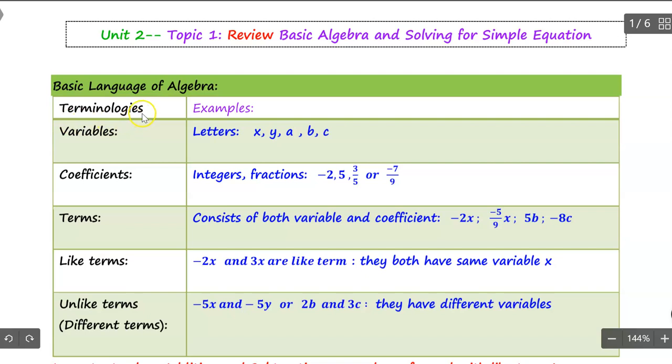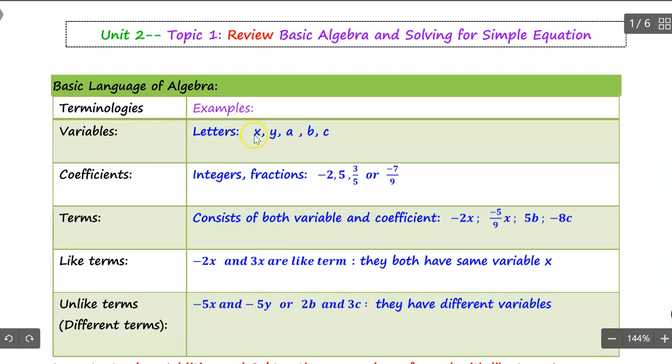The terminologies that we are going to use throughout the entire unit and throughout the course are variables, coefficients, terms, like terms and unlike terms. These are the common terminologies that we are going to use for the unit involving algebra and anything involving algebra. Alright, letters are called variables.